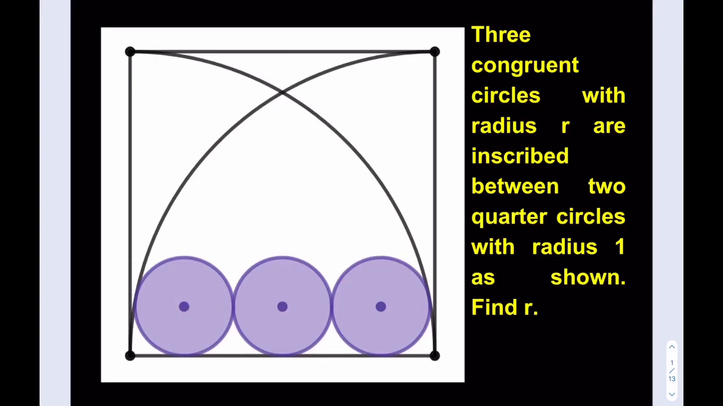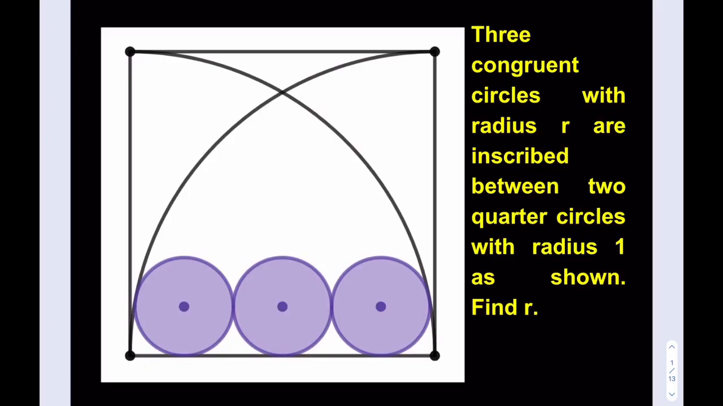Hello everyone, in this video we're going to be solving a geometry puzzle. Three congruent circles with the radius r are inscribed between two quarter circles with radius 1 as shown. Find r. Remember in a previous video I had told you that I'll bring some variations of that problem, and this is actually one of them.